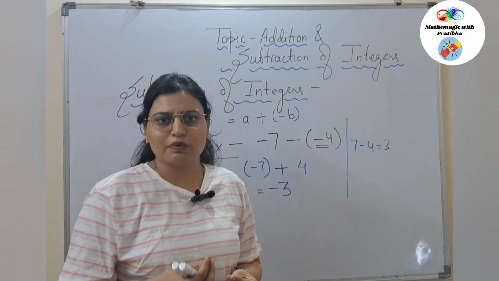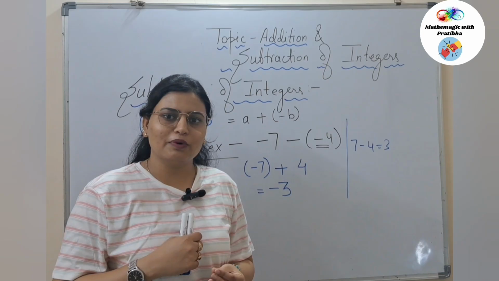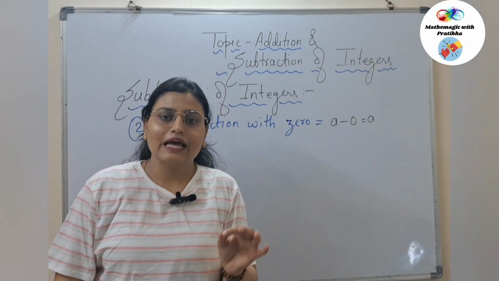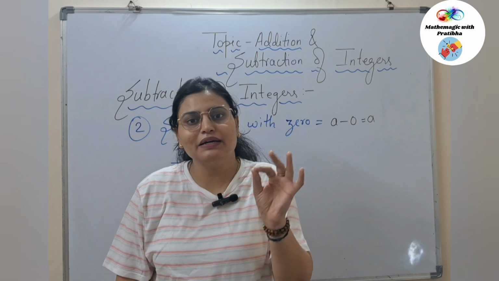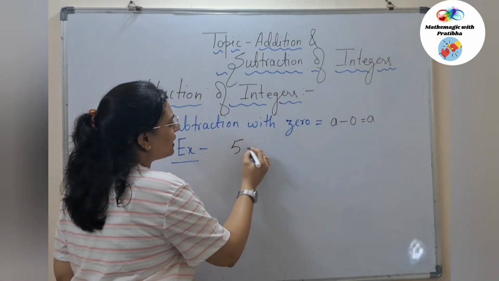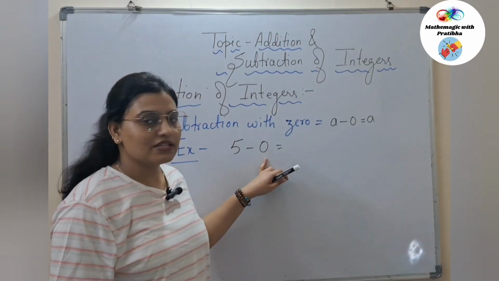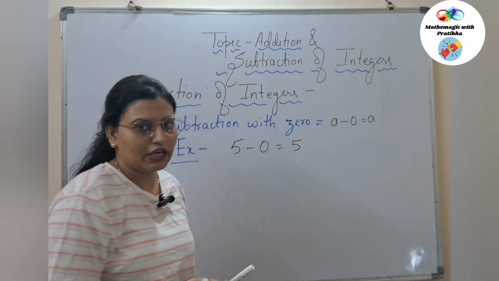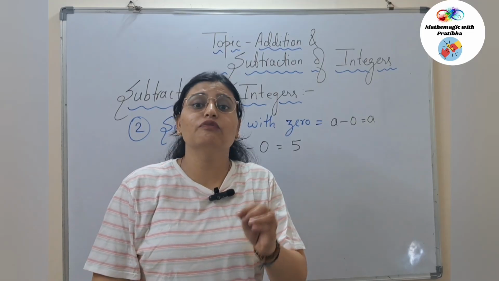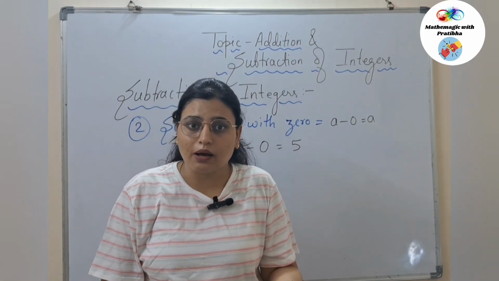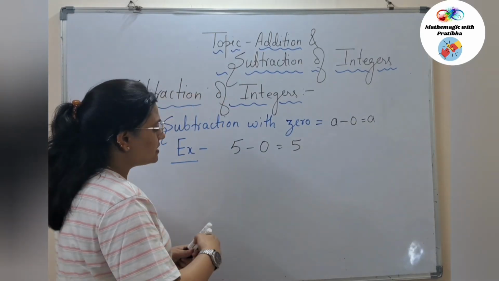There are some more properties. Let's understand those properties. To subtract 0 from any integer a, the answer will be the number itself. Let's see with the help of an example. So 5 minus 0. Since we are subtracting 0 from 5, then what will come? Of course 5 will come. Okay, but the rule will change if we subtract any number from 0. That time what will come? That time the answer will come.